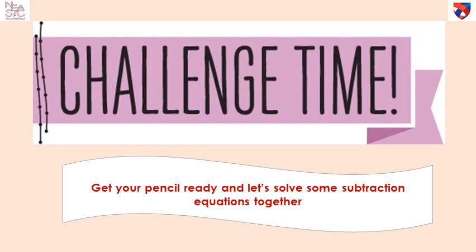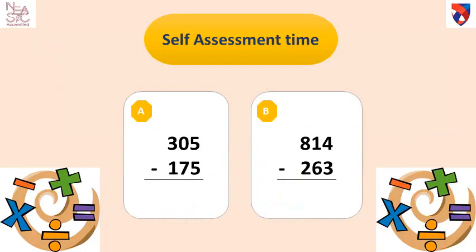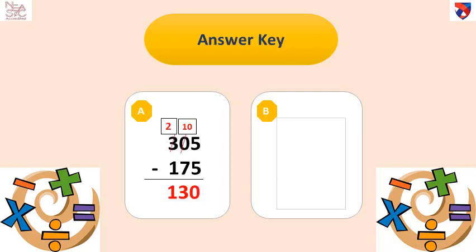Challenge time. I'm sure you have your paper and pencil. So are you ready to solve some subtraction equations together? It will be assumed as your exit ticket. Self-assessment time. A, 305 minus 175. I will do A with you and B will be your exit ticket. Pause the video and solve it. Let's start. I'm sure most of you got the answer, but let's do it together.